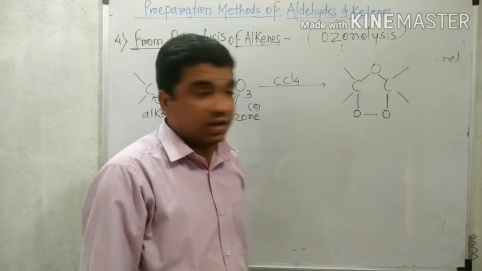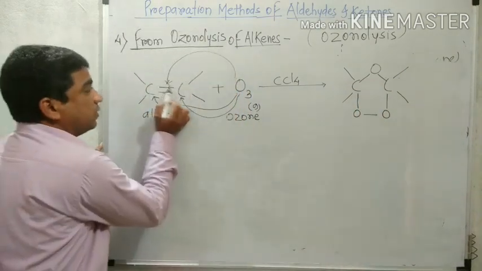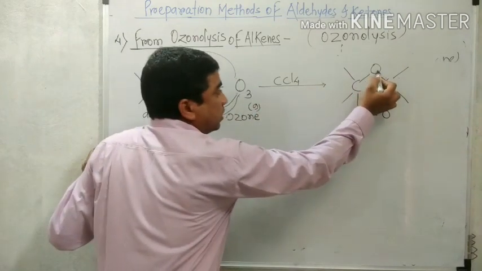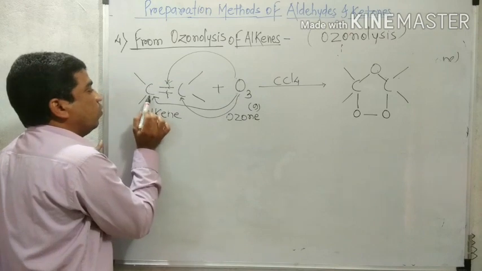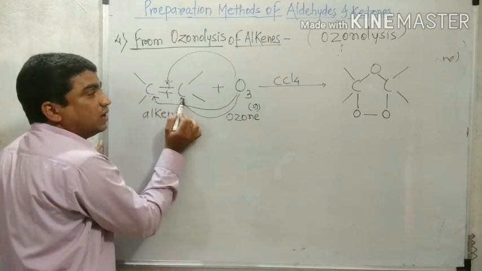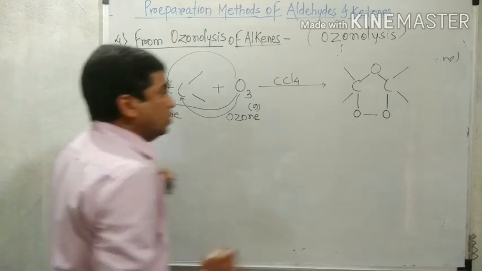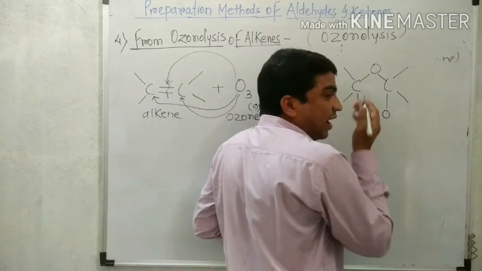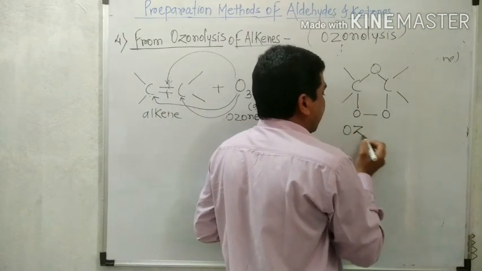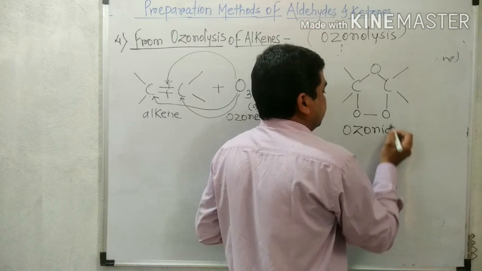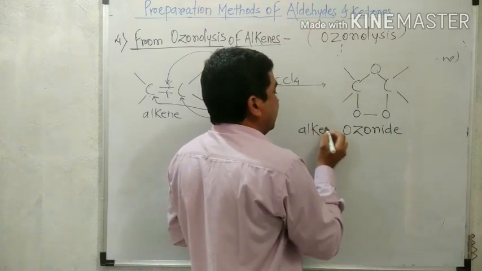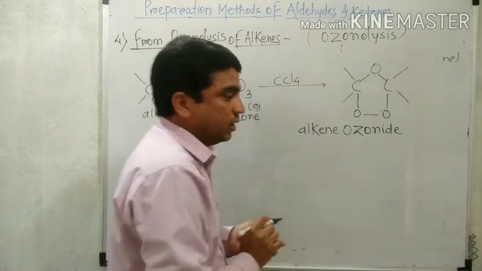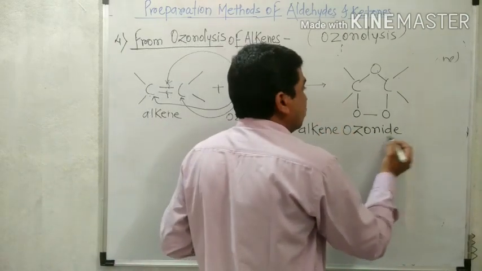Both bonds undergo breaking. One bond breaks for the addition of one oxygen, and another bond breaks for the addition of the remaining two oxygens. One gets added to this carbon, another gets added to this carbon. So this structure is obtained. It is the addition product that is called ozonide, the respective ozonide of alkene. So the complete name is alkene ozonide.